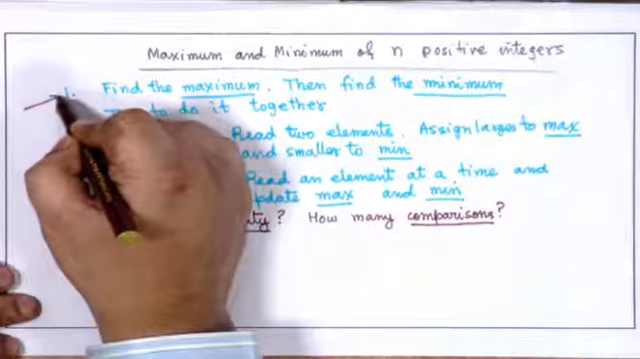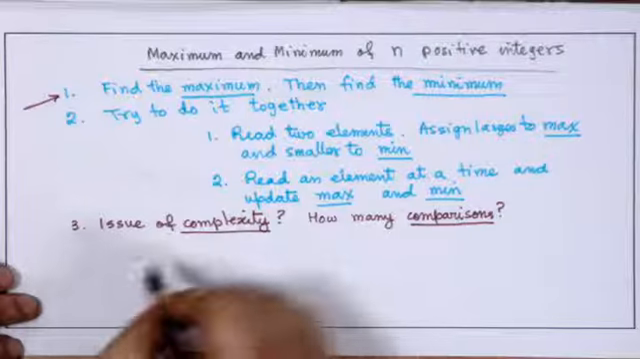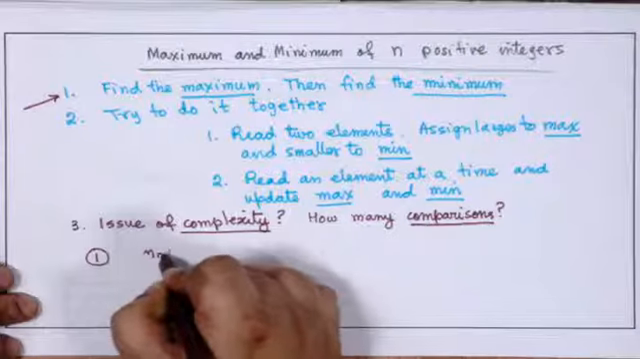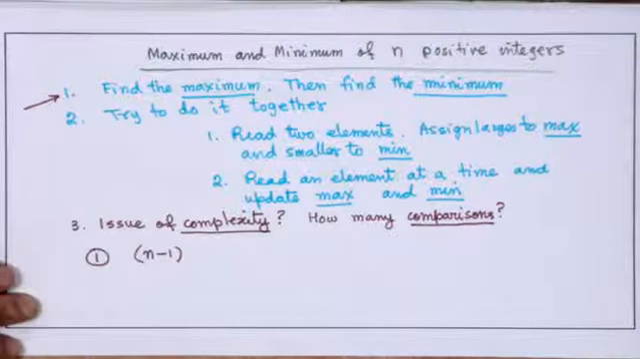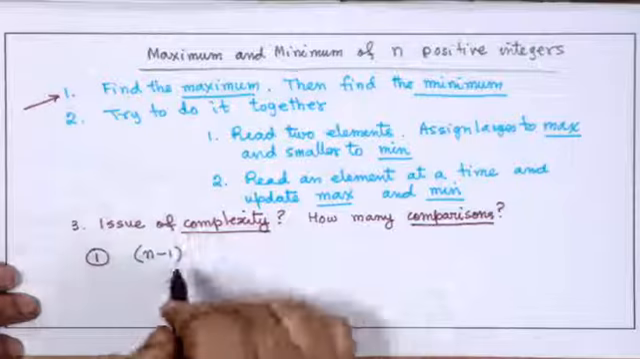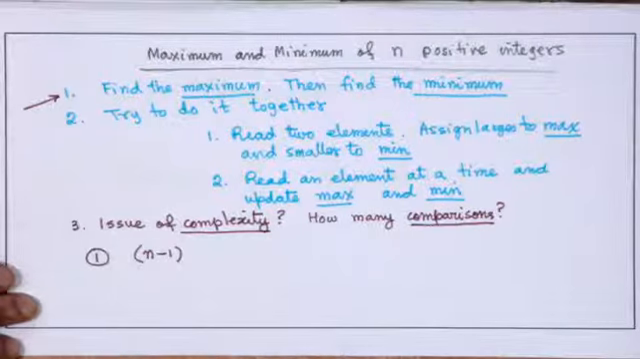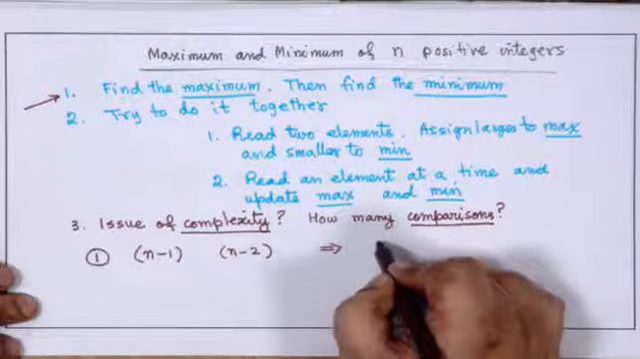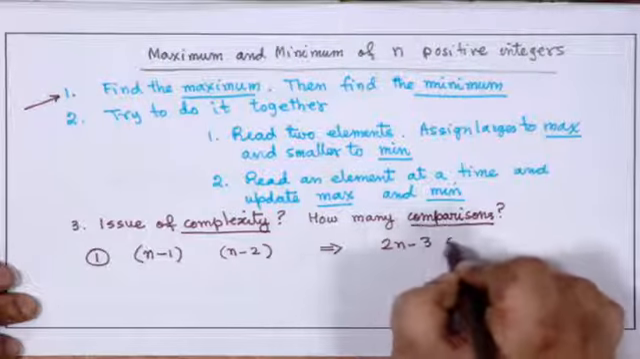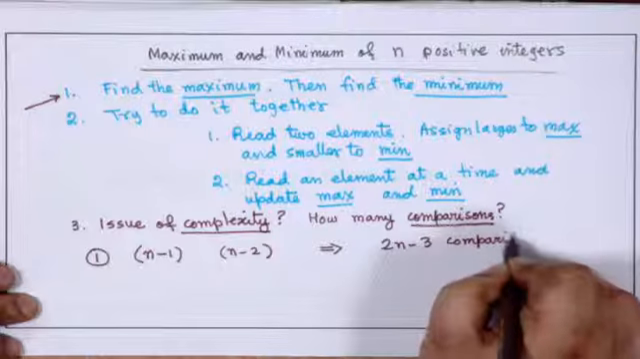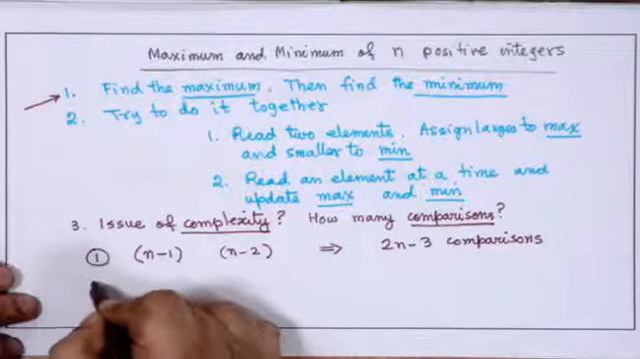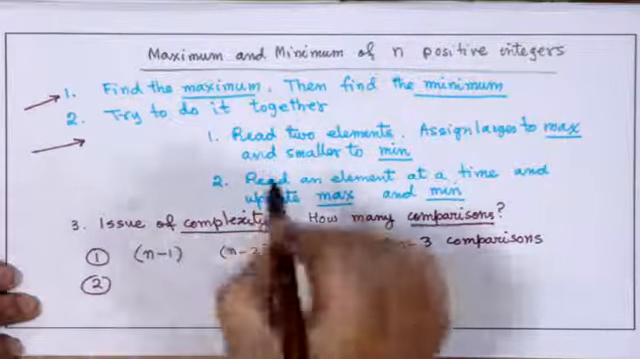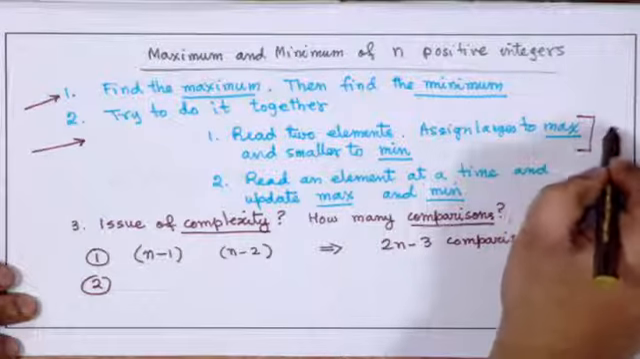In the first case, we know that finding the maximum of n numbers requires n minus 1 steps, and then finding the minimum of that, if you remove the maximum, would require n minus 2 steps. So, it would be about 2n minus 3 comparisons, a ballpark estimate. The second approach, they would require one comparison to do this.